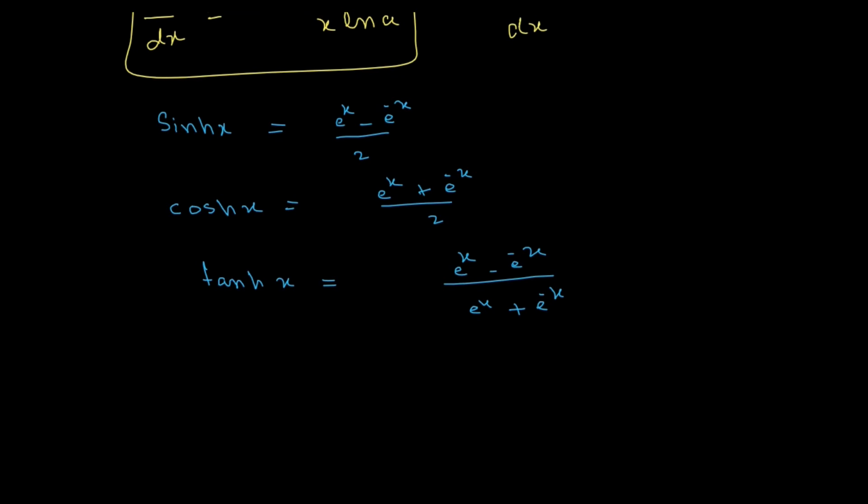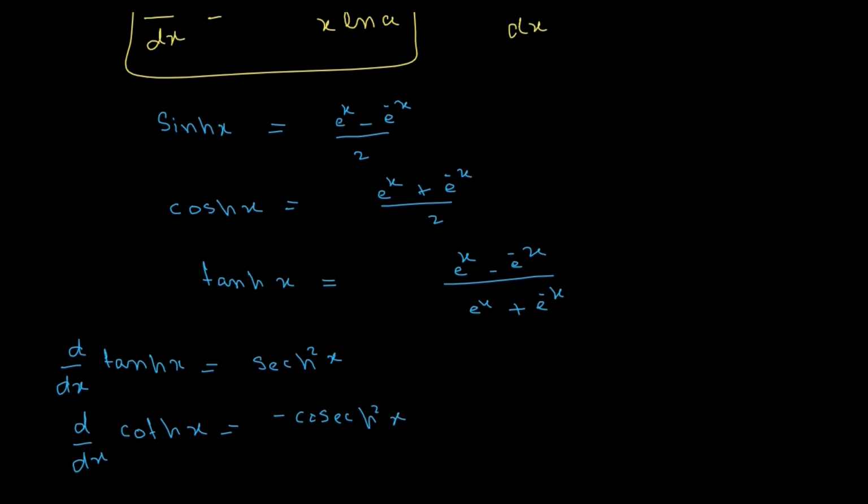So for the hyperbolic functions, the derivative d by dx of tan hyperbolic x will be equal to secant hyperbolic square x, and d by dx of cot hyperbolic x is minus cosecant hyperbolic square x, okay.